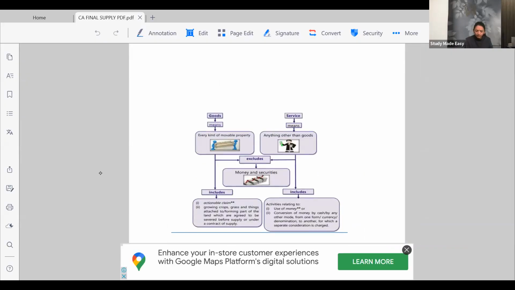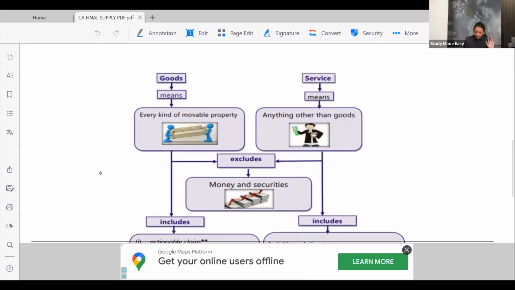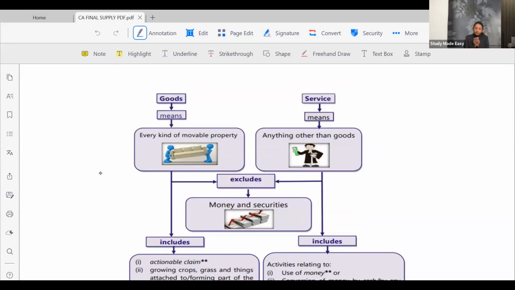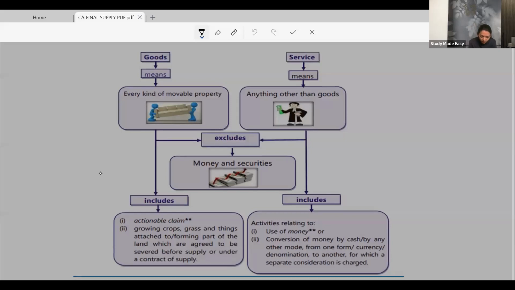So coming to the definition of goods. Pay full attention, because you will find lots of crux in this small definition also. It is saying that when it comes to the definition of goods, what has been written?